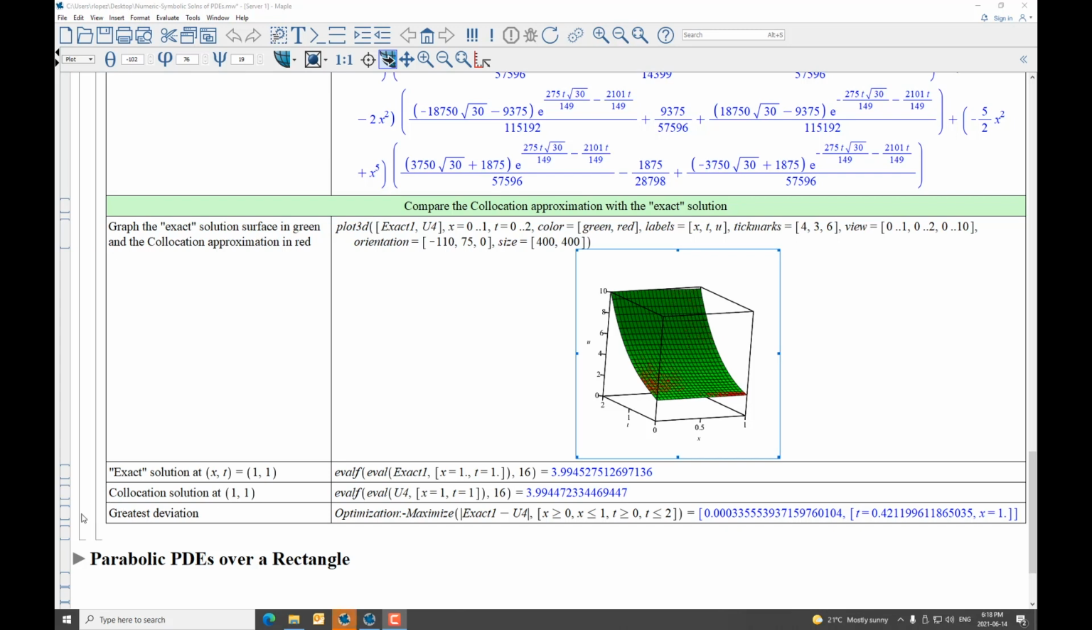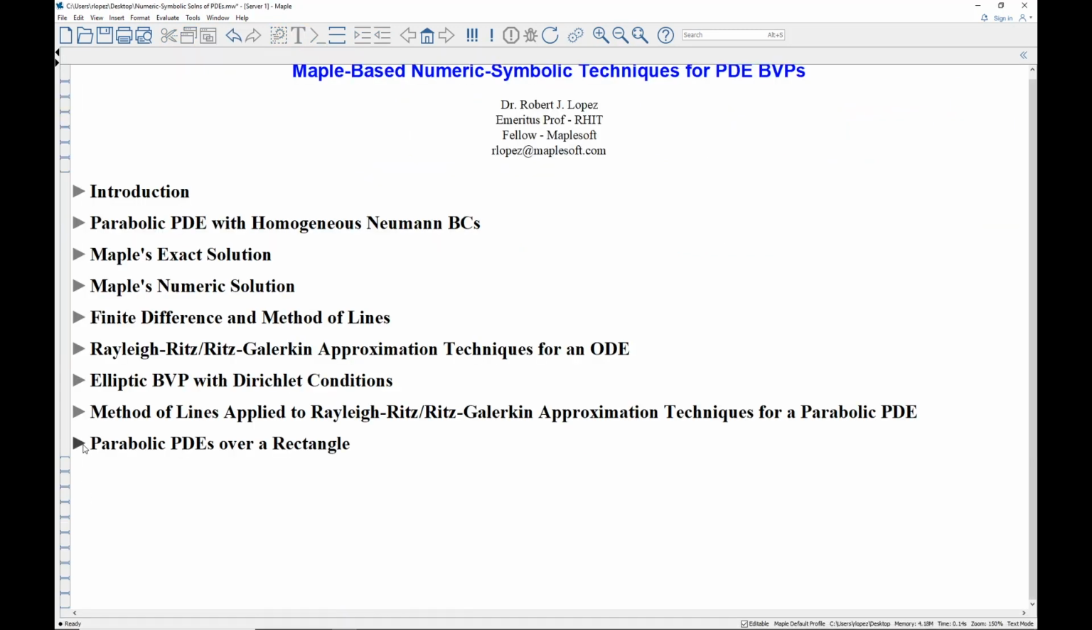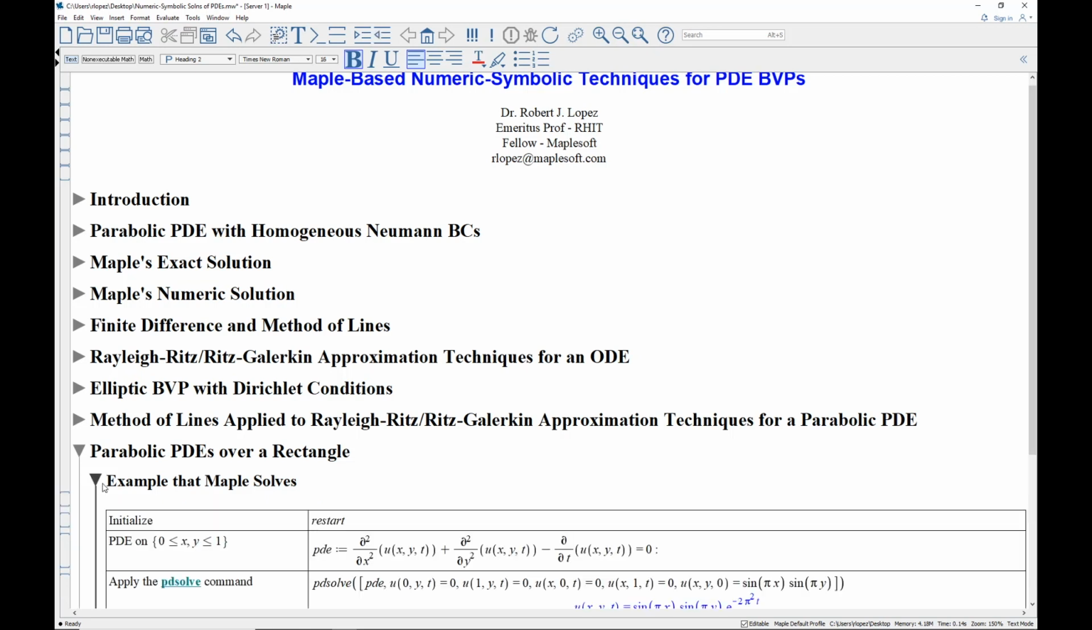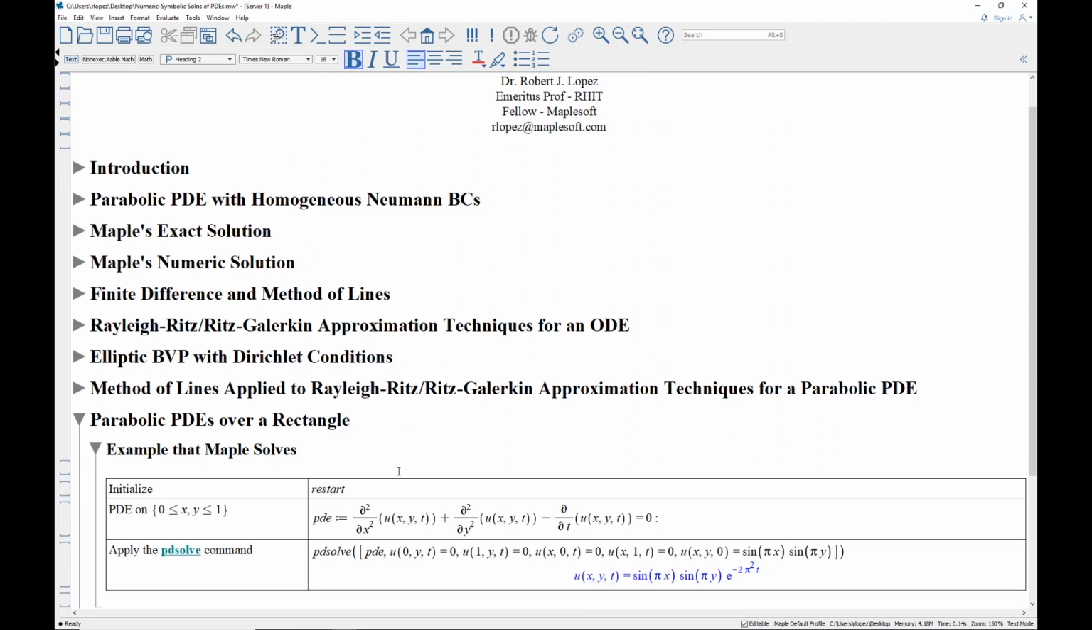And now at last we're going to take a look at parabolic PDEs on a rectangle. That means parabolic PDEs in 2 spatial dimensions. Now, Maple's ability to solve PDE boundary value problems analytically seems to be stronger than its ability to do that numerically. So here's a problem that Maple solves analytically.